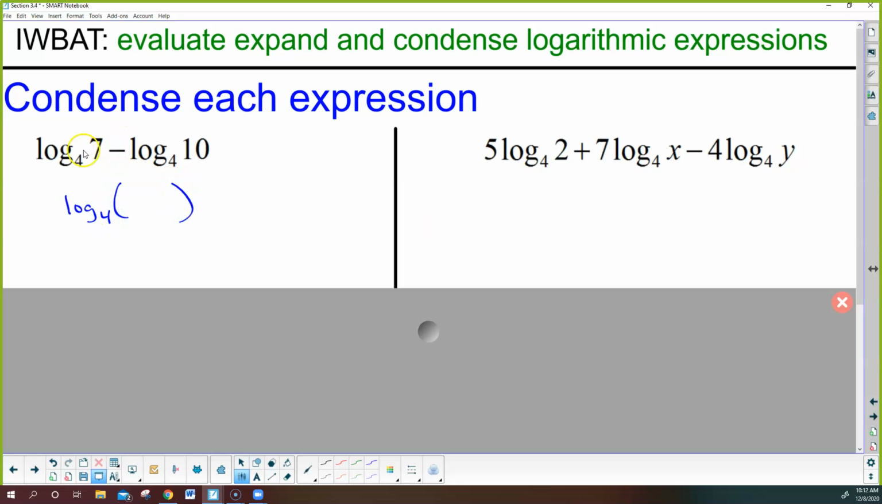Okay, so here's what we got. When I see subtraction, notice there are no constants out in front that would come up as exponents. So this is just 7 divided by 10. And since 7 divided by 10 does not reduce, we're done. That's as far as you can go.